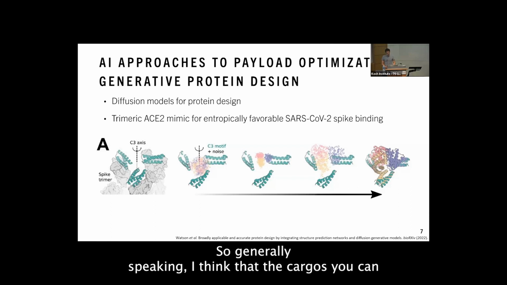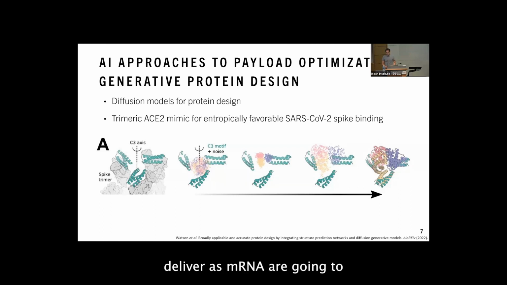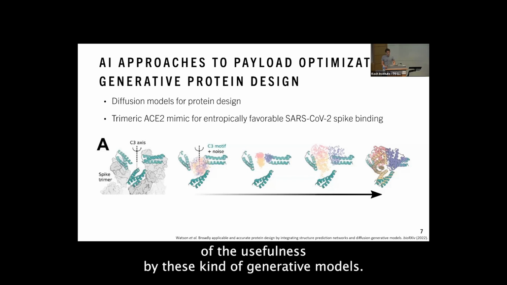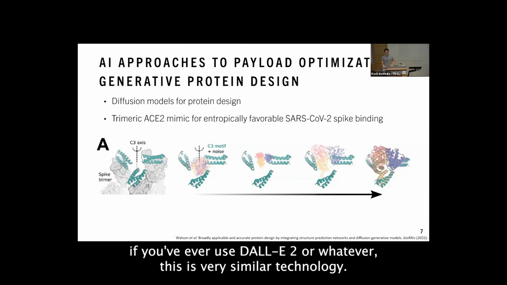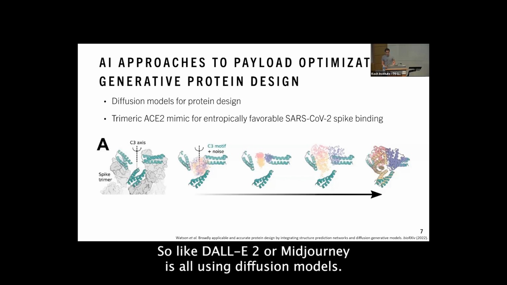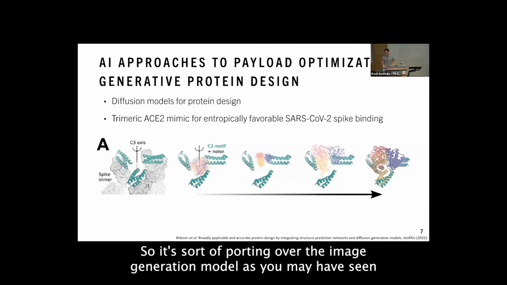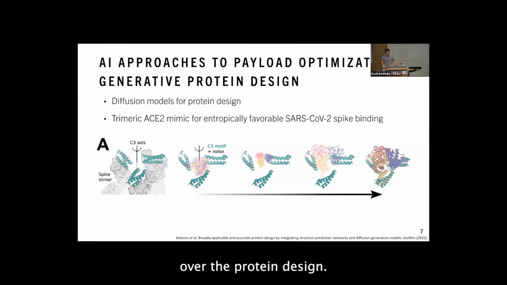Generally speaking, I think that the cargoes that you can deliver as mRNA are going to get radically expanded in terms of usefulness by these kinds of generative models. And interestingly, if you've ever used DALL-E 2 or whatever, this is very similar technology. DALL-E or Midjourney all use diffusion models. So it's sort of porting over the image generation models you may have seen over to protein design.